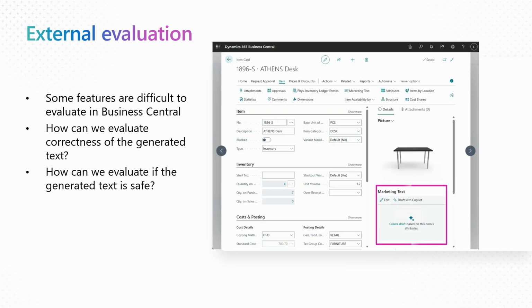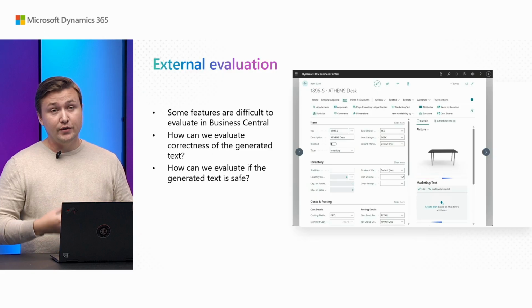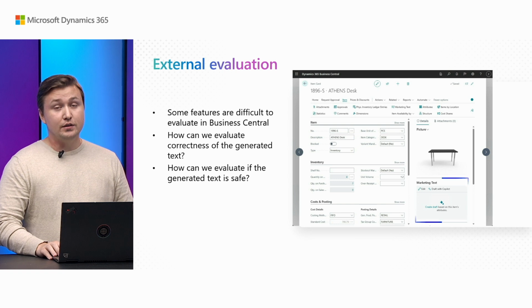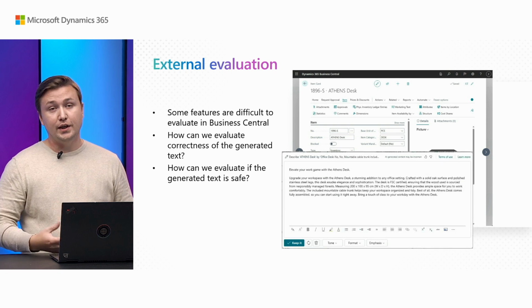But what if it isn't so simple? What if we can't just evaluate it in Business Central? What if we need some sort of external evaluation? Well, for some features, you might need external evaluation because they're difficult to evaluate in Business Central. For example, marketing text. When you run the marketing text feature, it will give you a text back. How do we evaluate that this text is correct? And how do we evaluate that it's safe?